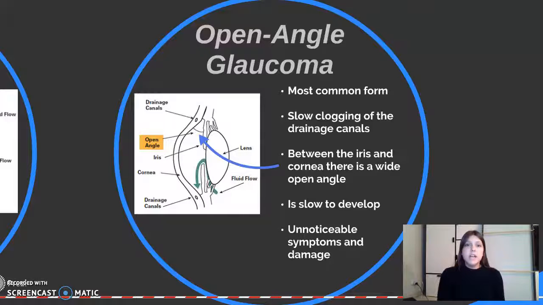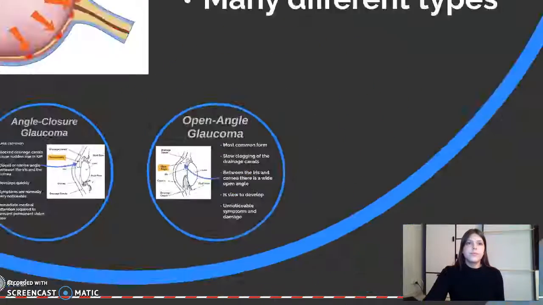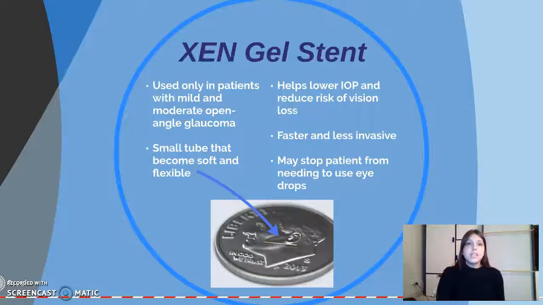There are many different types of minimally invasive glaucoma surgeries available for open-angle glaucoma, and the XEN gel stent is one of the most recent to be approved for treatment in 2017. The XEN gel stent is a treatment only to be used in patients suffering from mild to moderate open-angle glaucoma. It is a small tube around the length of an eyelash, being 6 millimeters long, with a 45 micron lumen.